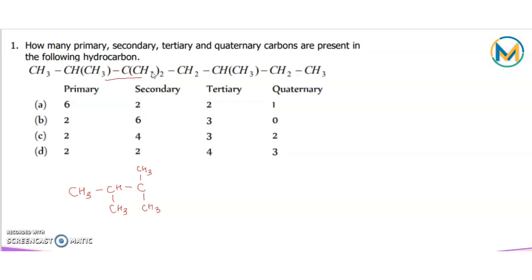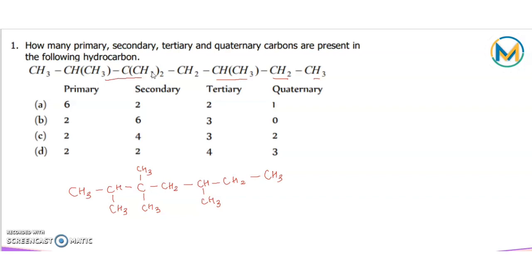Then next there is CH2. Next there is CH with one branch of CH3. So there is CH with one branch of CH3. Next there is CH2 and there is CH3 at the terminal.